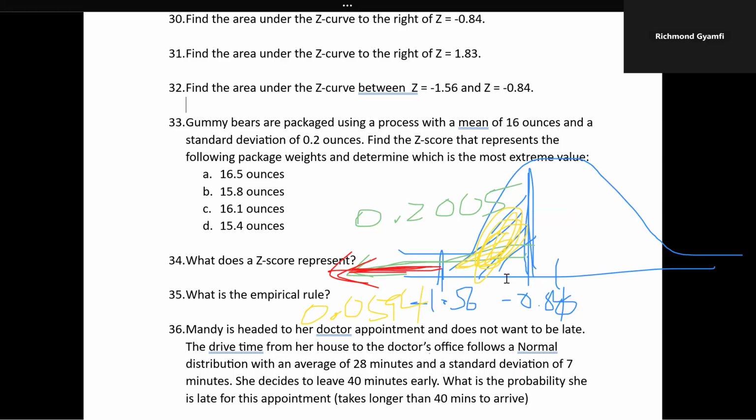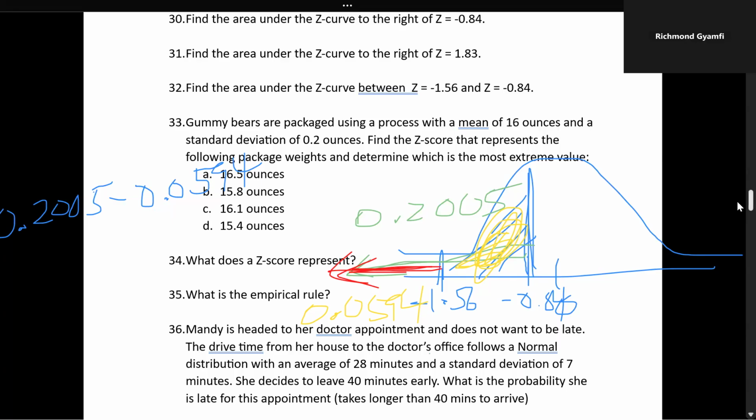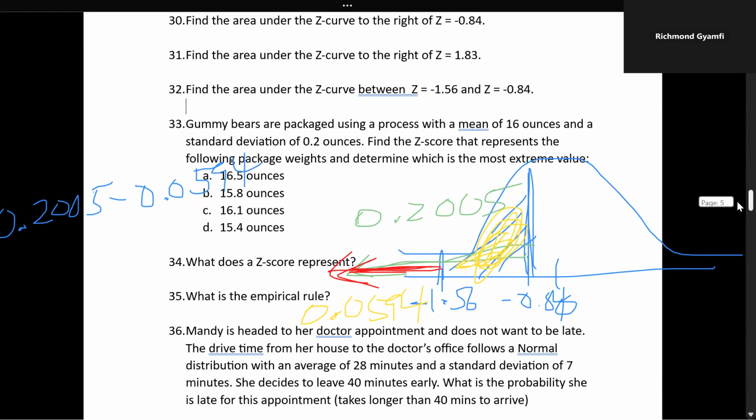And then you do your subtraction. So we're going to have 0.2005 minus 0.0594. And that's it. That should give you your answer. Okay. All right. Now I'm going to go to number 36 and then go over those problems as well.